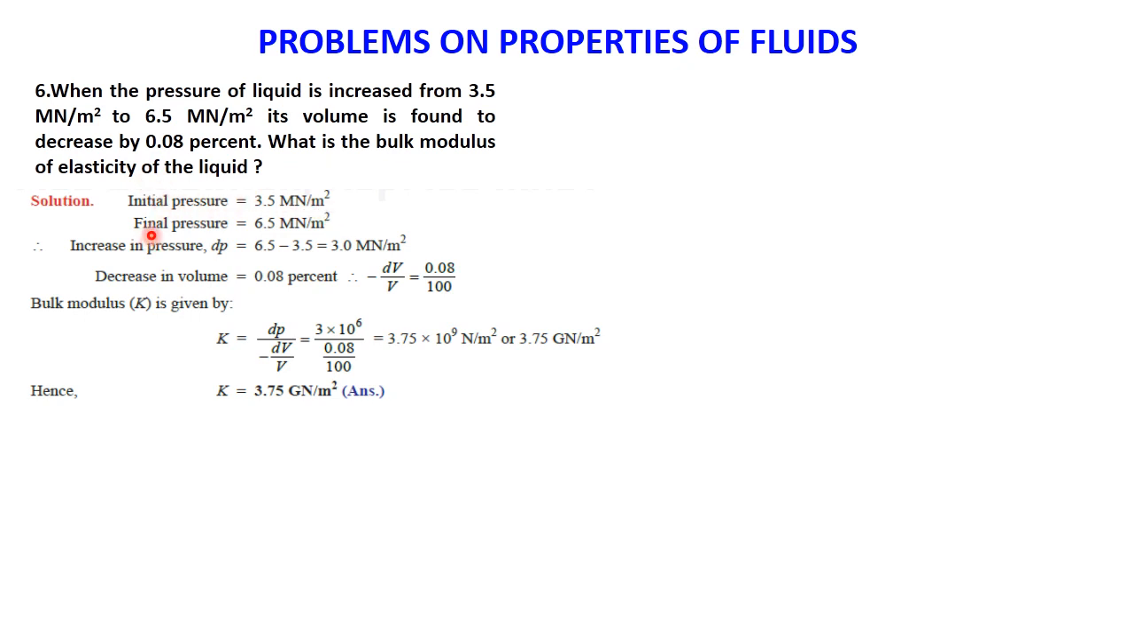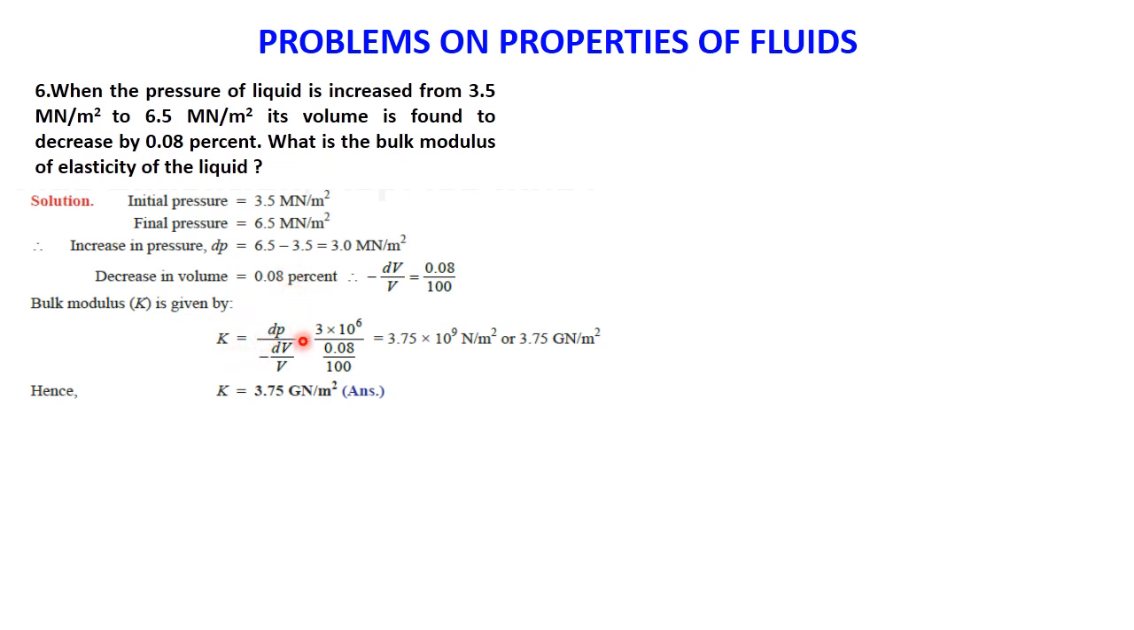Initial pressure is 3.5 meganewton per meter square. Guys, no need to change the value of pressure directly. You can easily input it. Final pressure is 6.5 meganewton per meter square. So there is an increase in pressure from initial to final. Increase in pressure is 6.5 minus 3.5, so we get 3 meganewton per meter square. A decrease in volume is 0.08%, so minus dV by V is equal to 0.08 divided by 100.